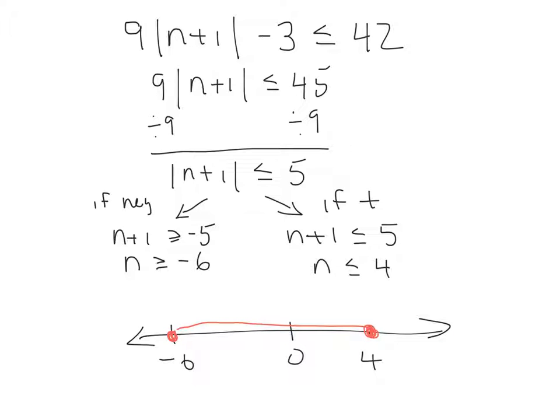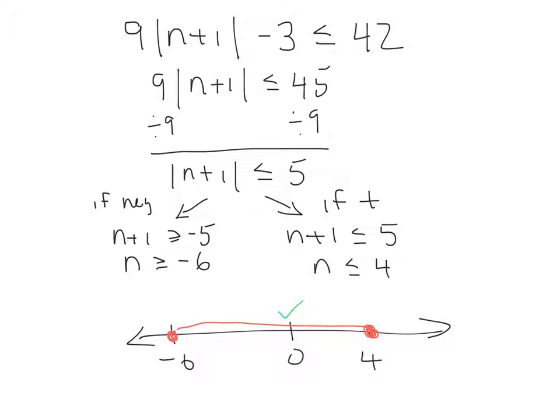So you can check this for yourself. Plugging in 0 would be useful. Everything between -6 and 4 on the number line should work. So we plug in 0. 0 plus 1 is 1. Absolute value of 1 is 1. 9 times 1 is 9. 9 minus 3 is 6. 6 is indeed less than or equal to 42.